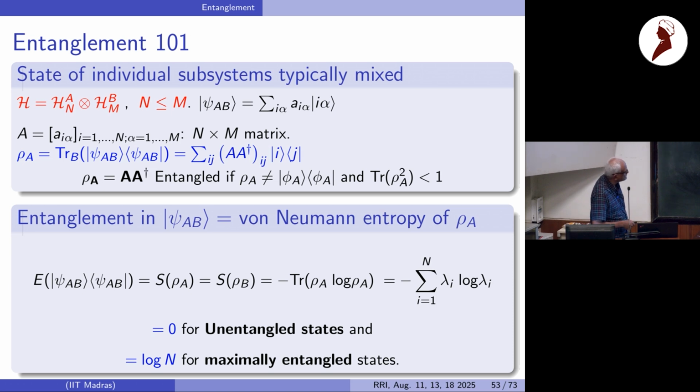Now the entanglement in this pure bipartite state is measured by the entropy of these reduced density matrices. It does not matter whether it's rho A or rho B. They share the same non-zero eigenvalues, and therefore their entropies are the same. That is the entanglement content of this pure state. It's 0 for unentangled states and log n, where n is the smaller dimension, for maximally entangled states. It cannot be larger than that. So all the entanglement lies between 0 and log n.